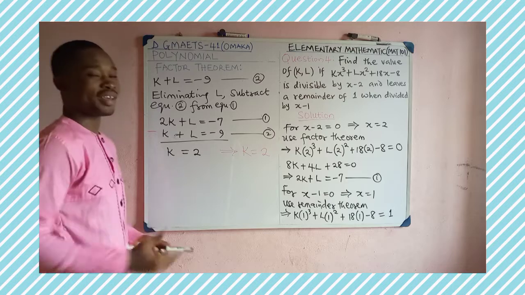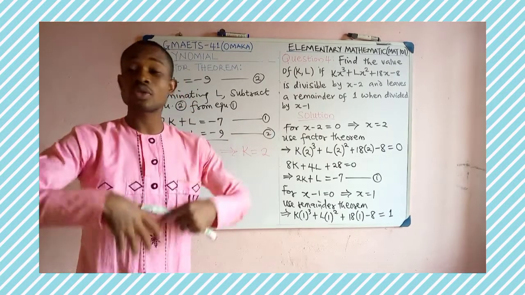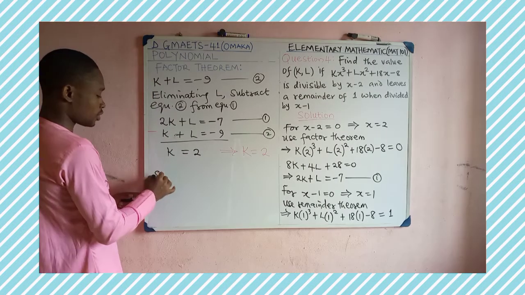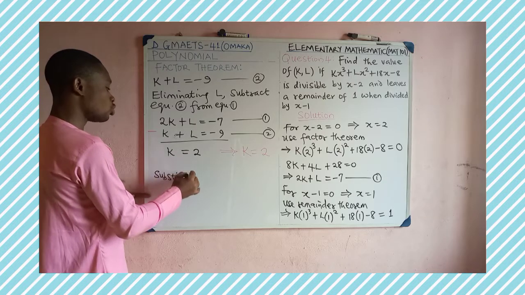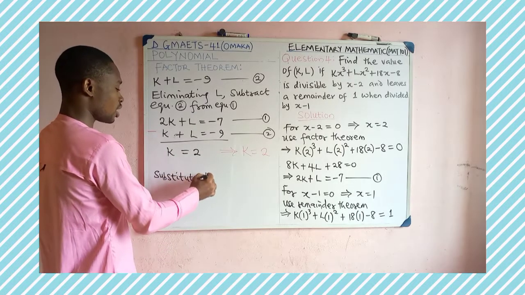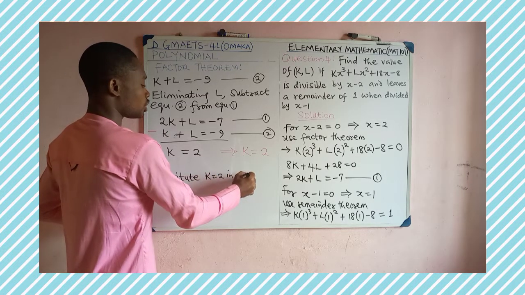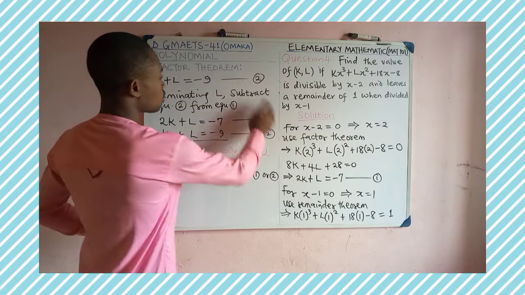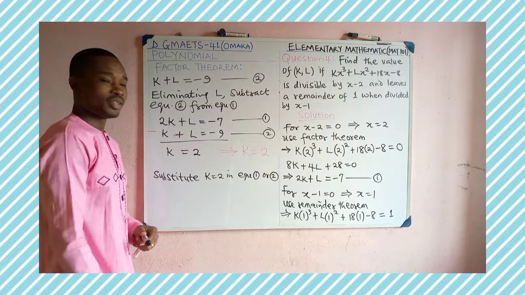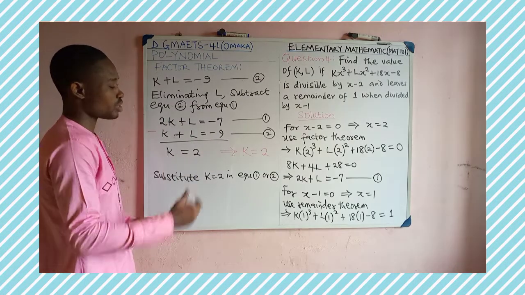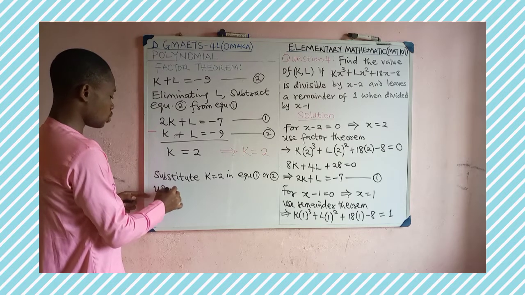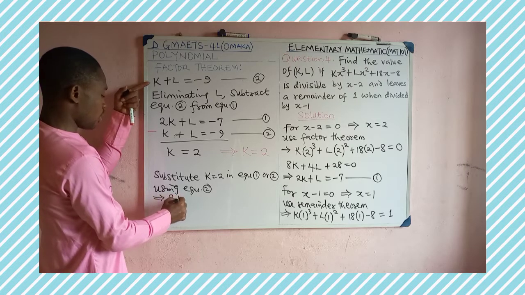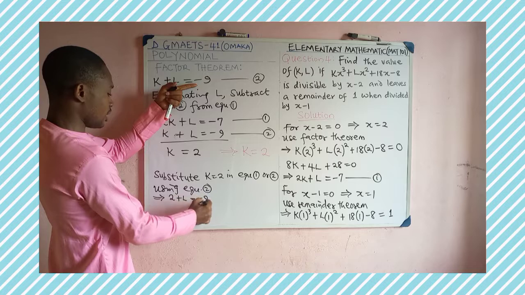Then, having obtained k, we can now get L by using either equation 1 or equation 2, just like we did in the previous question number 3. So, I'm going to say that substitute, or put, or replace. Substitute k equal to 2 in equation 1 or equation 2. Alright, just imagine you are in exam hall, equation 1 and 2, which one will you use? That's very correct, equation 2, because it contains fewer terms. So, using equation 2, it implies that k is 2 we know, plus L equal to minus 9.